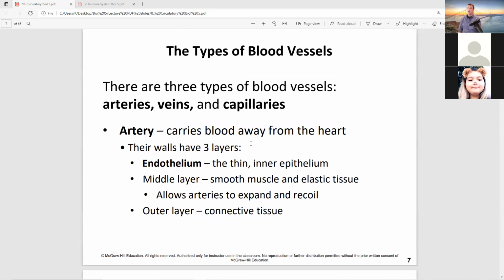So arteries carry blood away from the heart, and their walls have three layers. They have endothelium, which is the thin inner epithelium. They have a middle layer, which is smooth muscle and elastic tissue, and these allow the arteries to expand and recoil. And then there's the outer layer, which is just connective tissue.